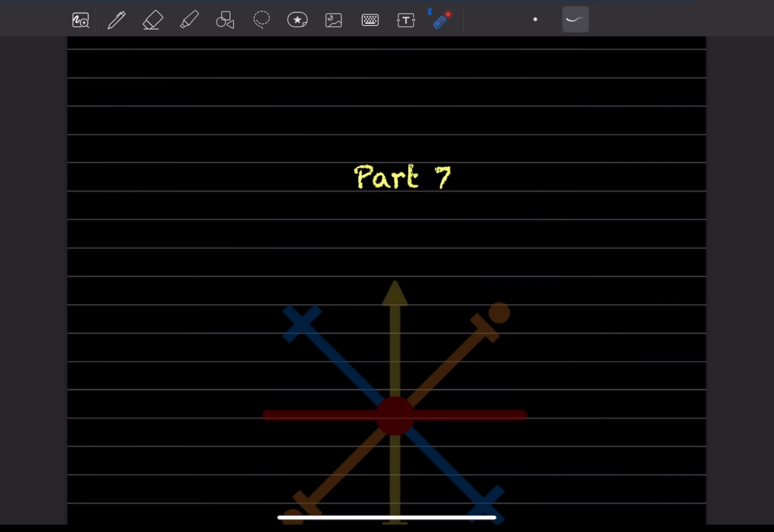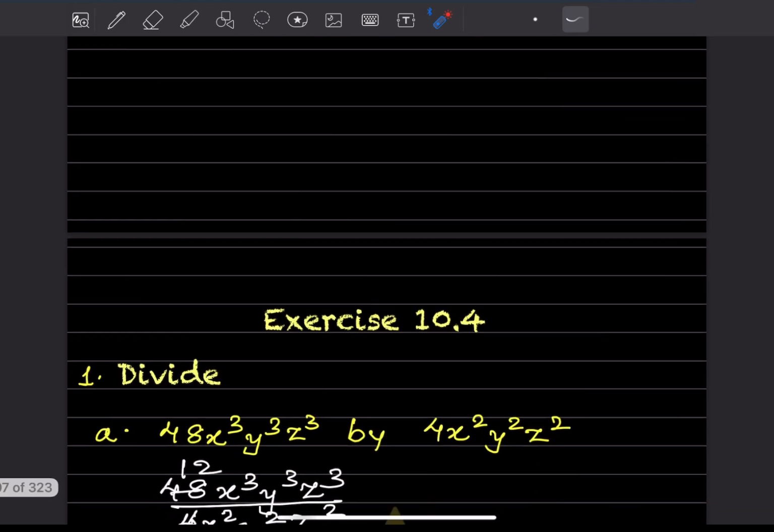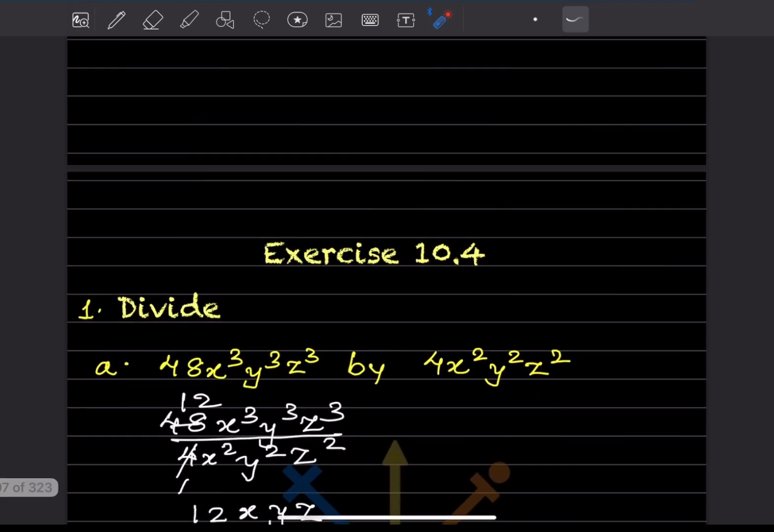So today we'll do part 7. In that, let's see exercise 10.4. Here it says divide. So this is the question given. We have to divide this one by this expression.